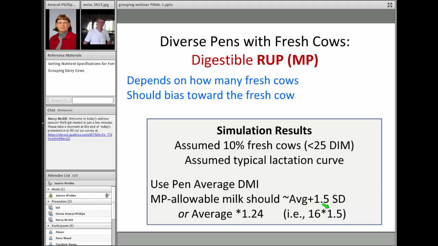I'm going to overfeed more, and again, because now I have to make sure I feed these fresh cows correctly, and they eat so little compared to what their herd mates are. This is the safety factor. So diverse pen with fresh cows, average milk plus 1.5 standard deviations.